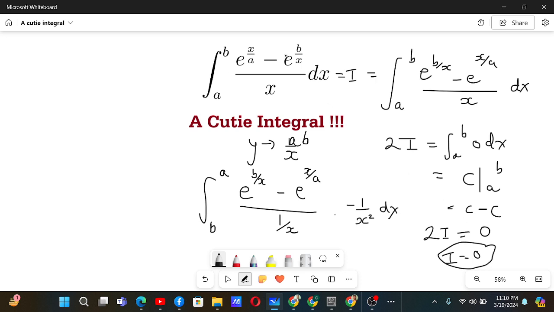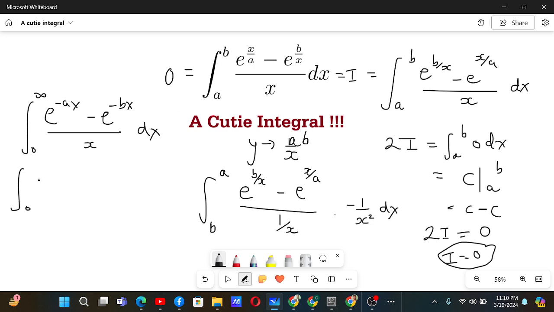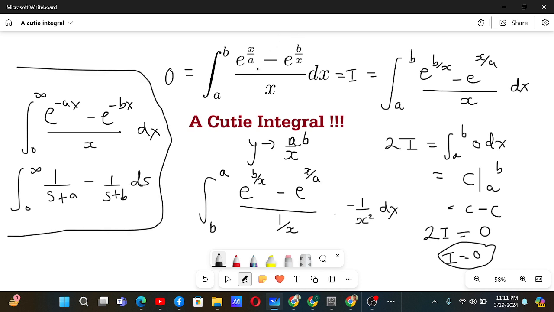Since it seemed pretty complex, we can just also guess that the answer would be 0. My first thought actually was to use the Laplace transform because there are similar kinds of integrals, like let's say if it was e to the power minus ax minus e to the power minus bx by x. If it's going from 0 to infinity, in this case we can use Laplace, but here the limits are not from 0 to infinity. Basically we could have made it in the following way: 1 by s plus a minus 1 by s plus b, then ds. We could have done it this way. So I thought of that as well, but that didn't work, and then with some new substitutions, this worked.